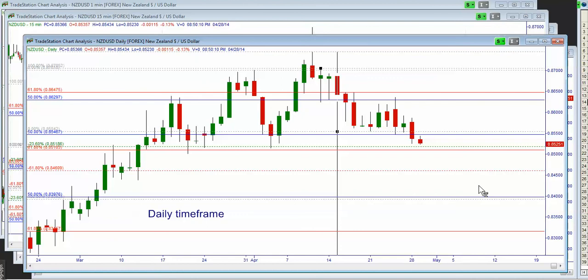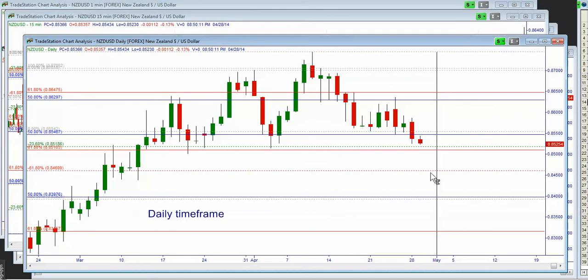So be patient here. I think this market is going to provide us with another move higher out of this 0.84.